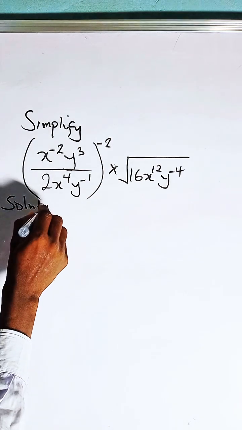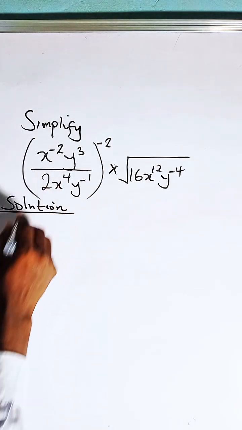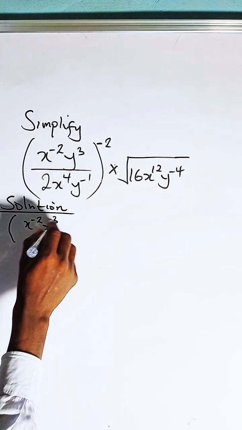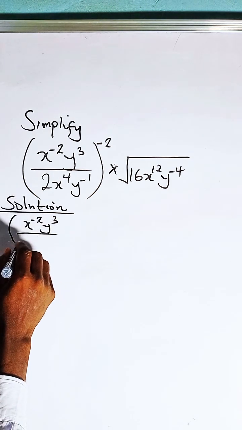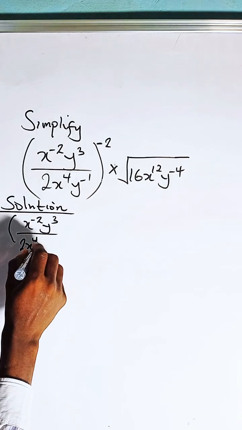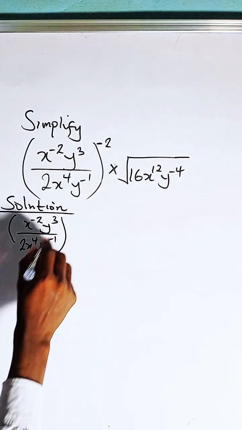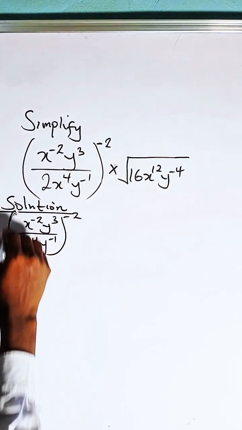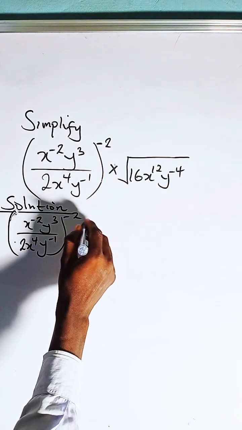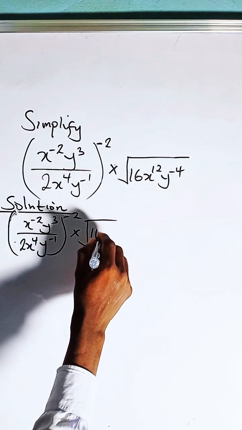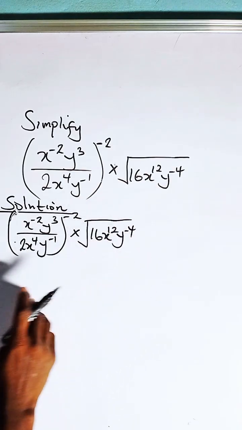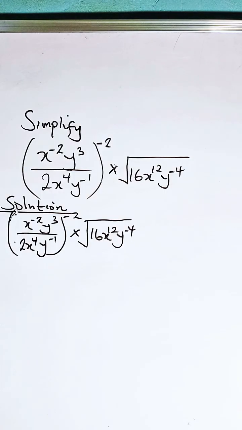Solution. For x to the power minus 2 times y to the power 3 divided by 2x to the power 4, y to the power minus 1, all raised to the power minus 2, we multiply it by the square root of 16x to the power 12, y to the power minus 4. So how do we go about this? Let's start with the parentheses.